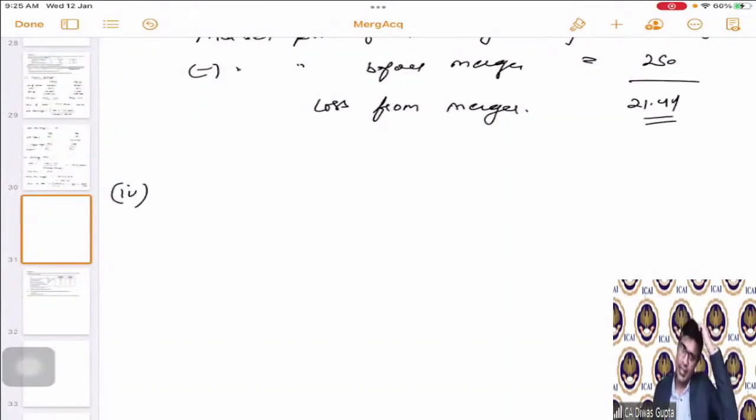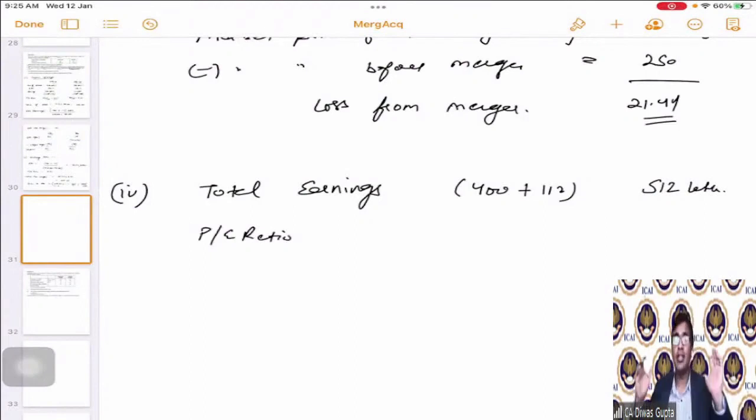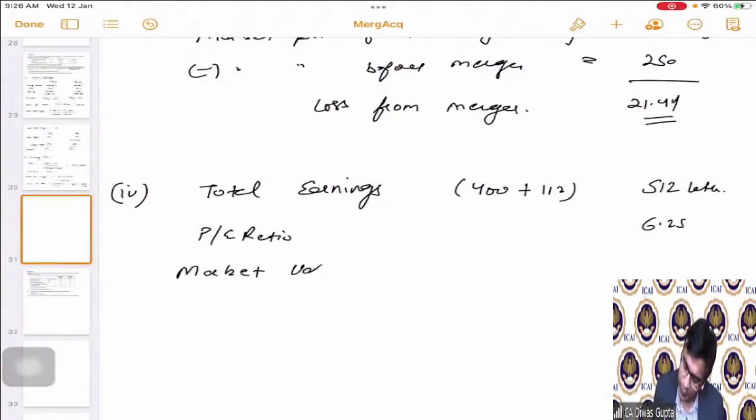Now think how XYZ Limited will have a working. So the total earnings is how much? 400 plus 112, correct? Which is 512 lakhs. The P/E ratio is how much? See what they will do now, they will say, okay, what should be our total market value? And from that, we are going to calculate the exchange ratio. So the P/E ratio is 6.25, which remains unchanged. That is already given. So 512 is the total earnings, P/E ratio is 6.25. What's the total market value that we are going to have? Which is 3200 lakhs, which is nothing but 512 lakhs multiplied by 6.25.